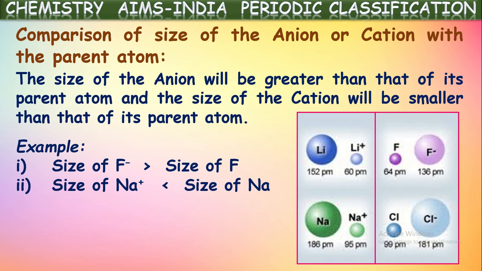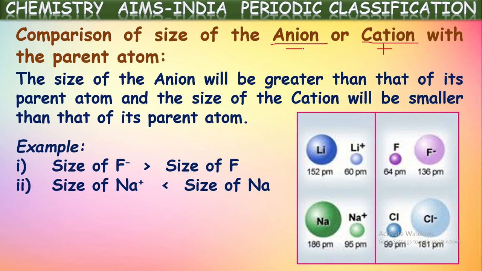Now let us see the comparison of size of the anion or cation with the parent atom. Parent atom means neutral atom. We know anion means the ion formed by the gain of electrons. What about cation? The ion formed by the loss of electrons by a neutral atom. So when an atom loses electrons, it forms positive ions. That positive ion is called cation. When an atom gains electrons, one or more, it forms a negative ion, which is called anion.